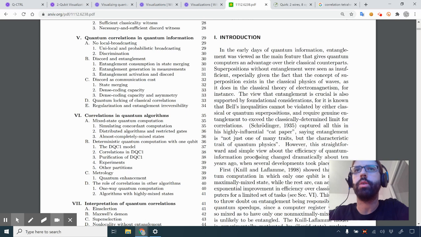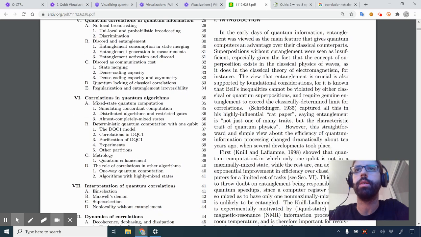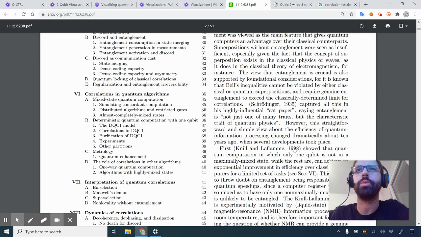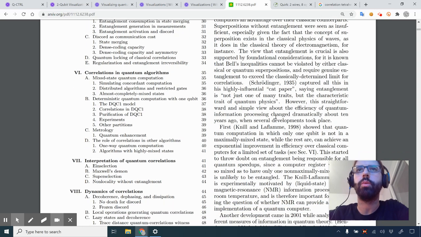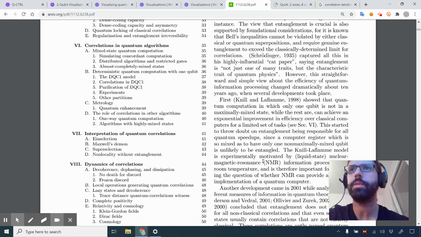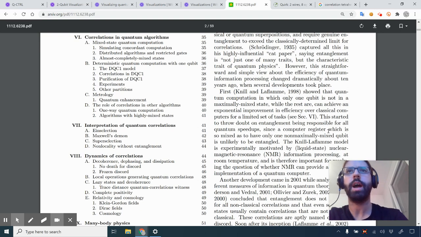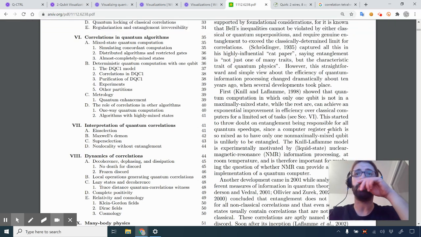Schrodinger in 1935 captured all these in his highly influential cat paper, saying entanglement is not just one of many traits, but the characteristic trait of quantum physics. However, this straightforward and simple view about the efficiency of quantum information processing changed dramatically about 10 years ago when several developments took place. First, Knill and Laflamme showed that quantum computation in which only one qubit is not in a maximally mixed state, while the rest are, can achieve an exponential improvement in efficiency over classical computers for a limited set of tasks. This started to throw doubt on entanglement being responsible for all the quantum speedups.